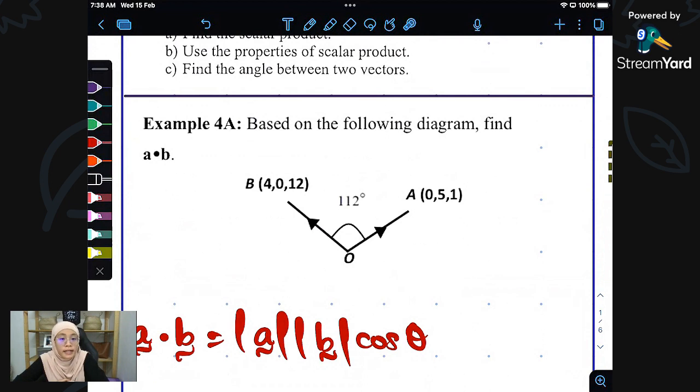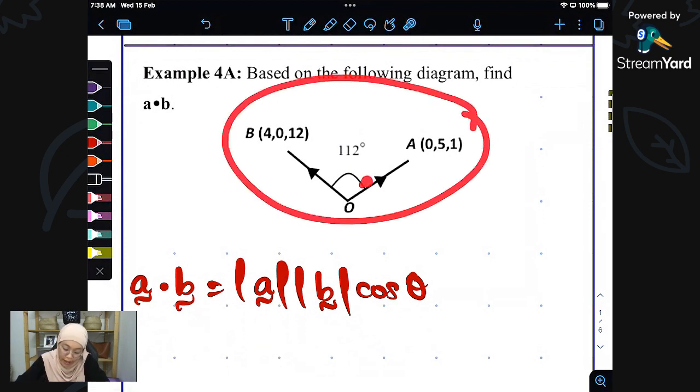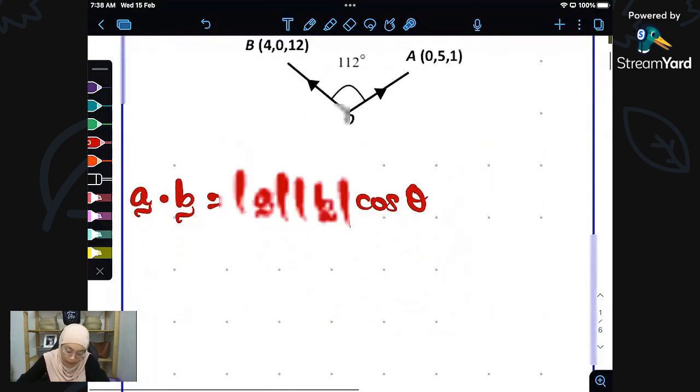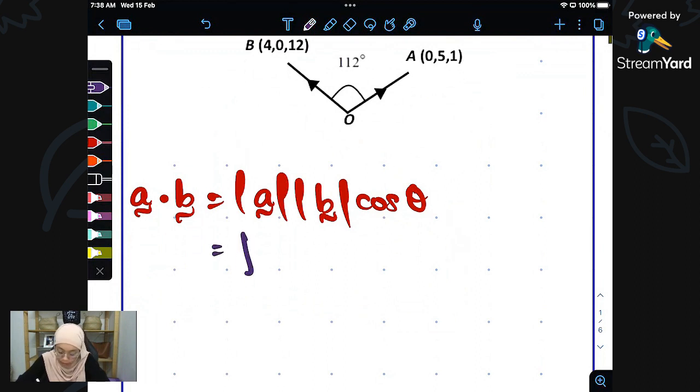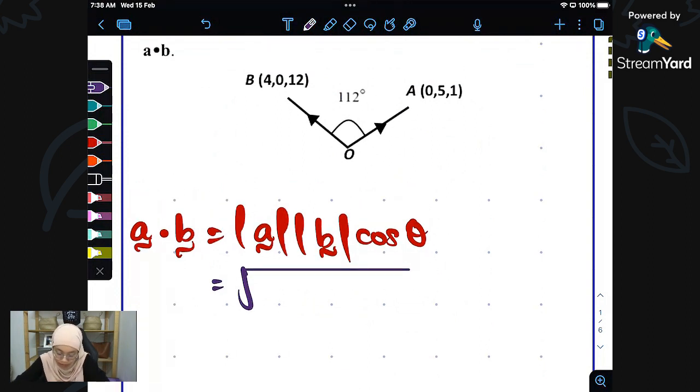Example 1. Based on the following diagram, find A dot B. In this diagram, we have an angle, so we cannot neglect it. We have to use it and substitute it into the formula. So A dot B equals the magnitude of the A vector, which is very easy.